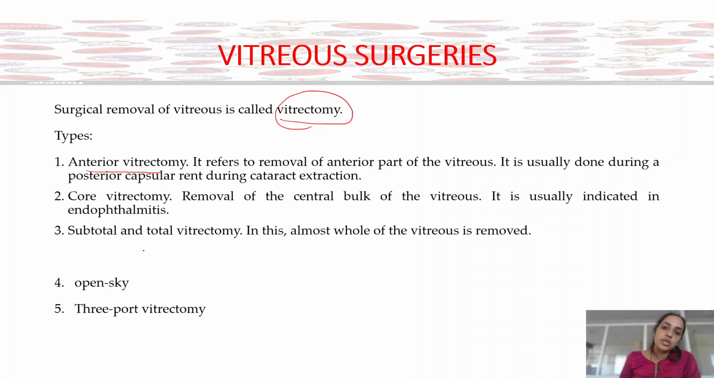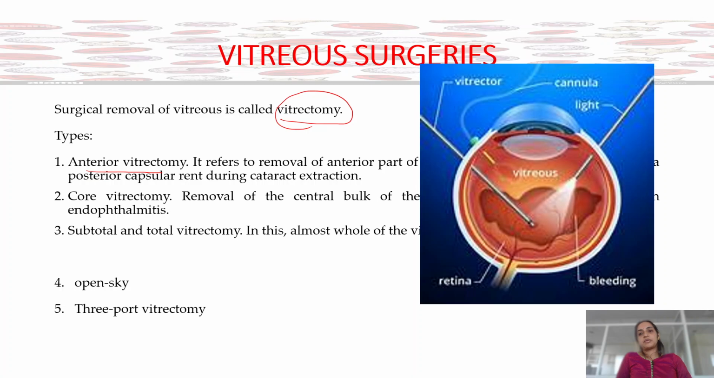The manner in which you can perform a vitrectomy is of two types: open sky and 3-port. Open sky is when the vitreous is open to the AC, usually done during cataract extraction or during penetrating keratoplasty in a phakic eye. 3-port vitrectomy is in a closed eye, in which you insert 3 ports in the pars plana.